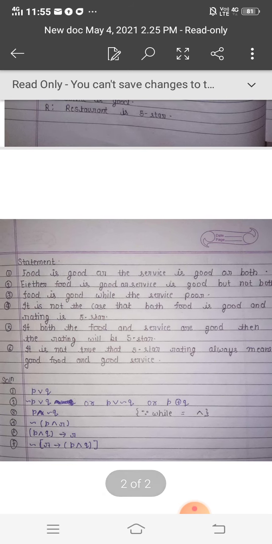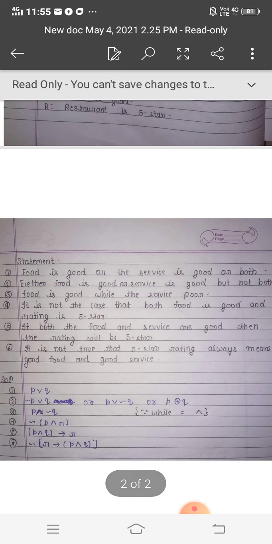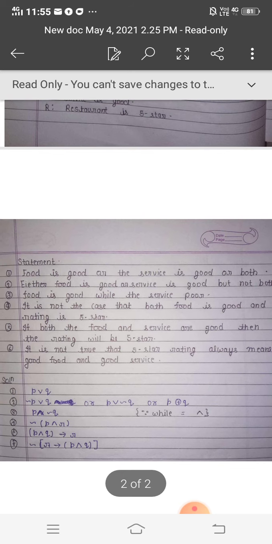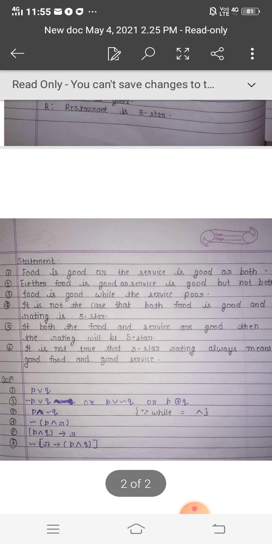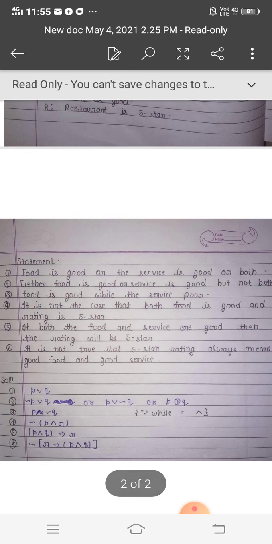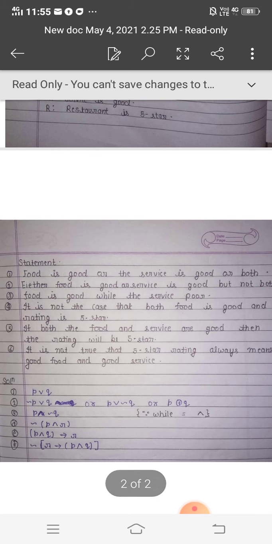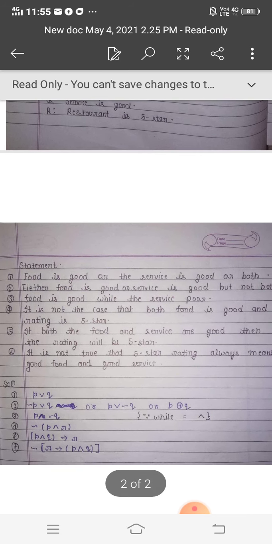Next, if both the food and service are good, then the rating will be 5-star. Here if is written, then the rating will be 5-star. So as we know, in if-then conditions we use the conditional operator. So both food and service are good, we'll use P and Q. So the answer will be P and Q in bracket implies R, because if-then is given.